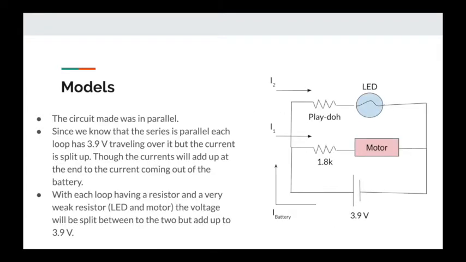As you can see in our circuit diagram, we have two parallel loops, and so the current coming out of the battery will be split between those two loops, but the voltage going across them will be equal to 3.9. Since each loop has a series of the resistor and the motor or LED, the voltage between those two will be split between the resistance of each thing.